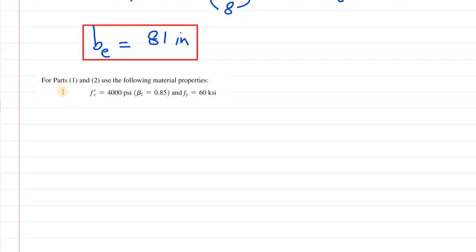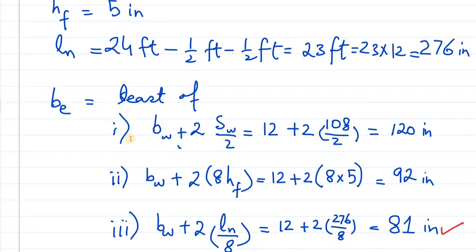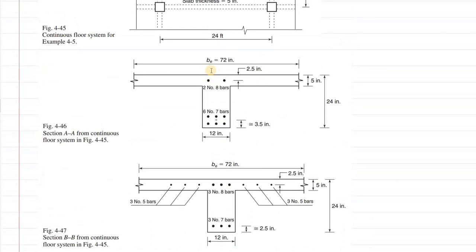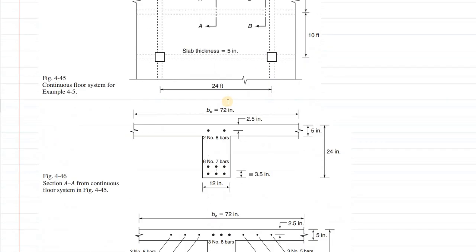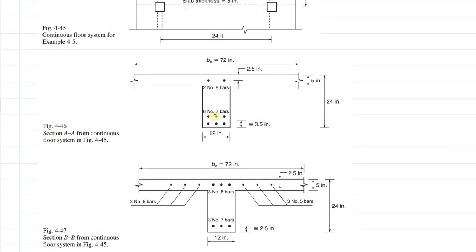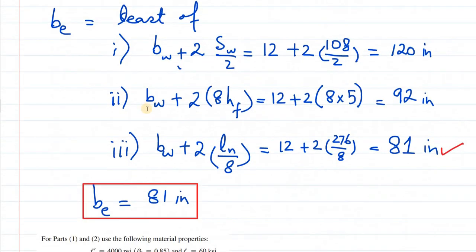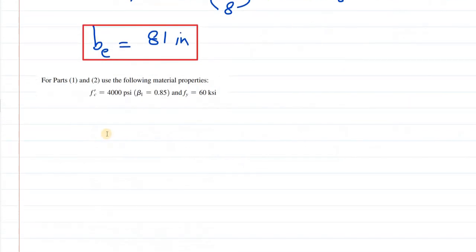Now for the second and third parts: what we did was in fact a general part for the first part, but actually the problem is to calculate MN and phi MN for section AA and section BB. So you need to calculate phi MN for this section and phi MN for this section. These are the actual two parts of the problem. This was a preliminary calculation that you need to perform.